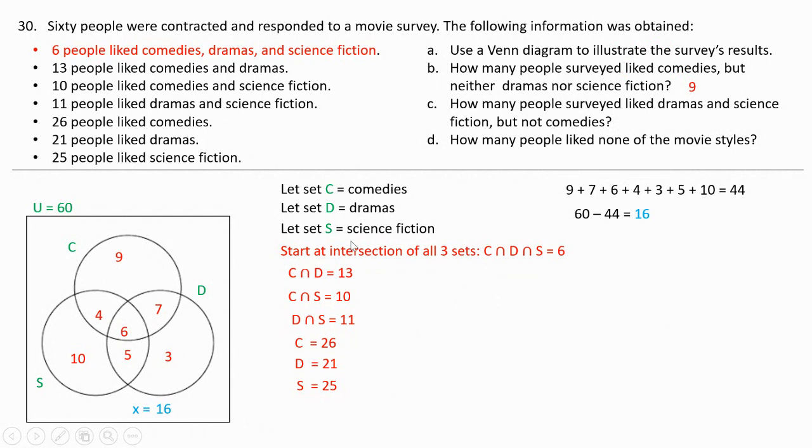For C, how many people surveyed like dramas and science fiction, but not comedies? Okay, so let's go with dramas and science fiction. So it'll be this right here, but not comedies. So the answer should be 3 plus 5 plus 10, which is equal to 18.